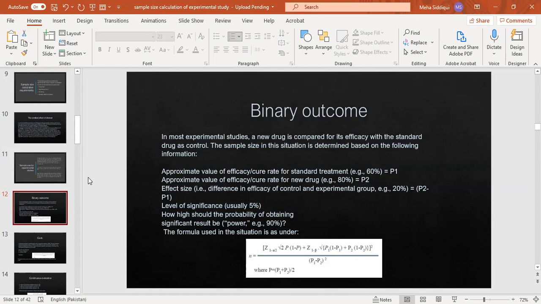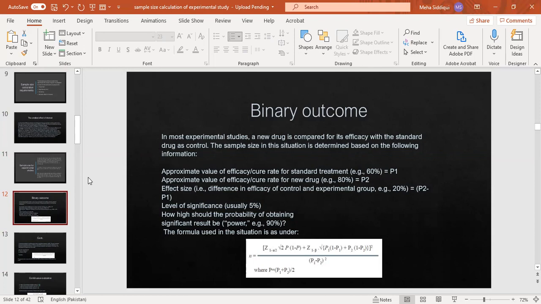That is P2. Effect size is the difference in efficacy of the control and experimental group, for example 20%, as we have calculated through P2 minus P1, that is 80 minus 60, and we get 20. Level of significance, that we usually take as 5%. How high should the probability of obtaining a significant result be, that is power, for example 90% in this case.